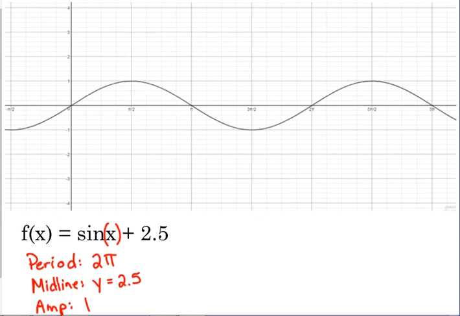So if I was going to sketch this out really quickly, I would just put this up here. Everything just moves up 2.5 units. It occurs at the same place. It's just 2.5 units higher than it was before. Okay, makes sense?